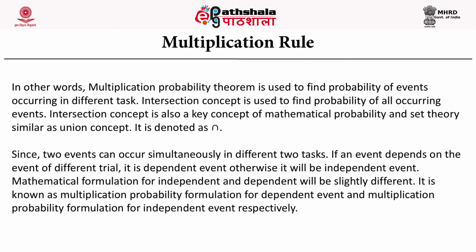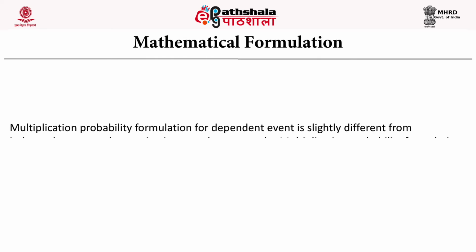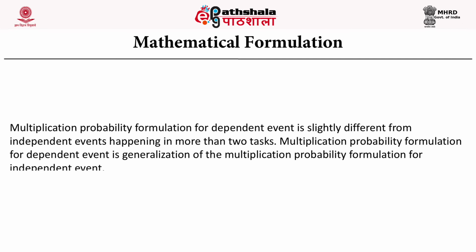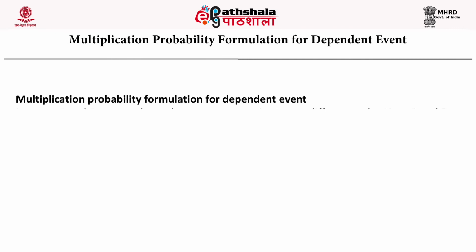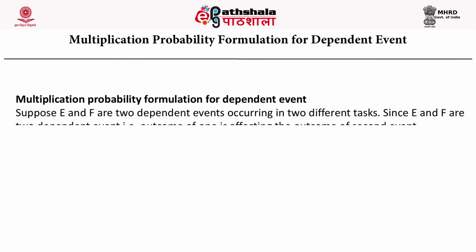So the mathematical formulation for independent and dependent events will be slightly different. They are known as the multiplication probability formulation for dependent events and the multiplication probability formulation for independent events respectively. The multiplication probability formulation for dependent events is slightly different from that for independent events happening in more than two tasks. The formulation for dependent events is a generalization of the formulation for independent events. So let's start with the multiplication probability formulation for dependent events.